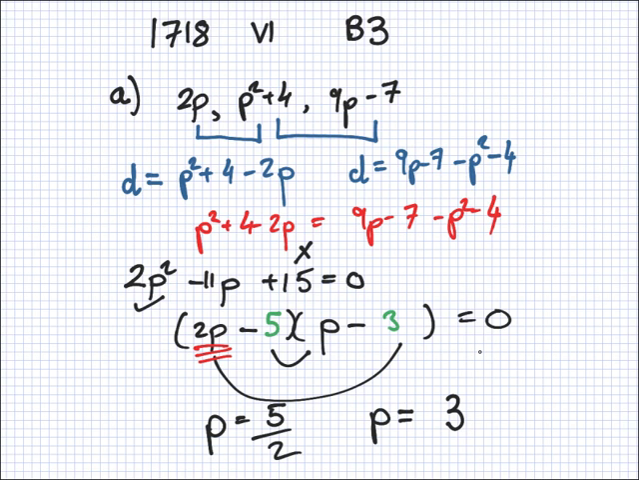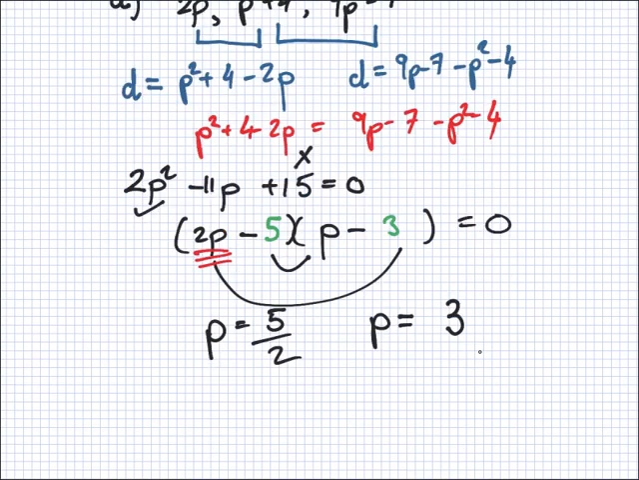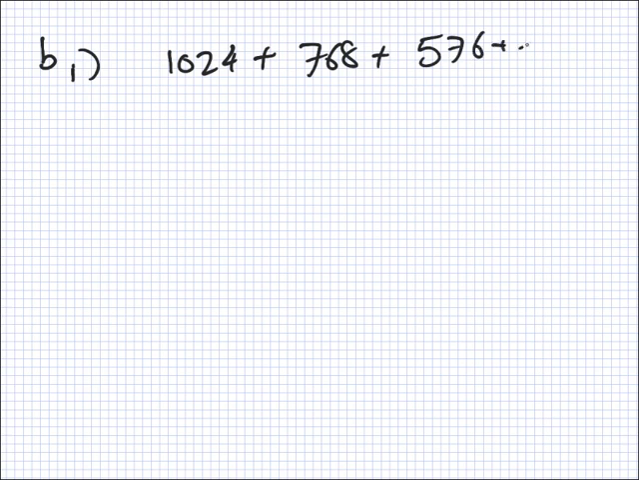So it looks like B is geometric. Okay. Right. Can I scroll down? Okay, let's have a look. B1. 1024 plus 768 plus 576, etc. State the common ratio. So what's the r? 3 over 4. What is it? 3 over 4.